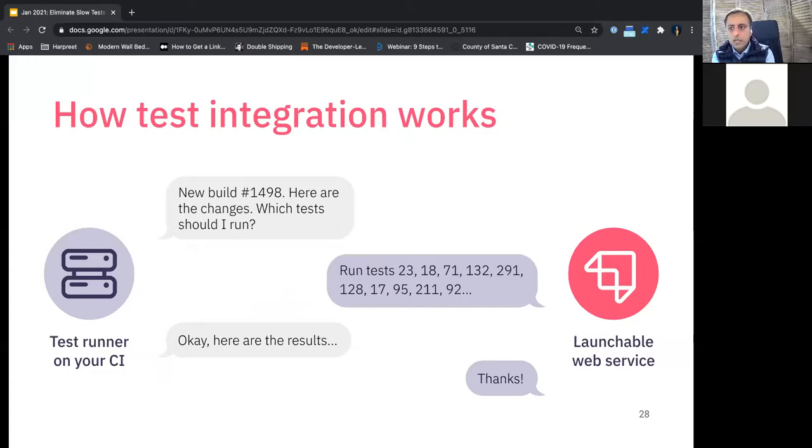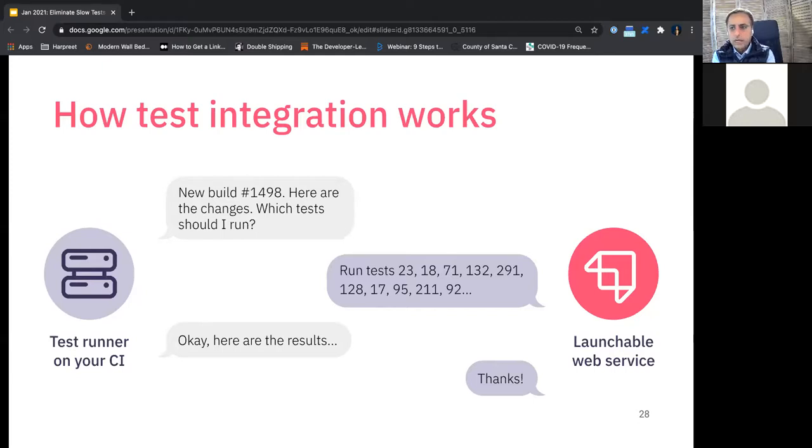The key thing to call out here is that the test runner itself and your build and testing is actually happening in your environment. So it's not running on Launchable, right? All we do is we are an API call away that analyzes and tells you what to do, right? So we are the intelligence backing your system.